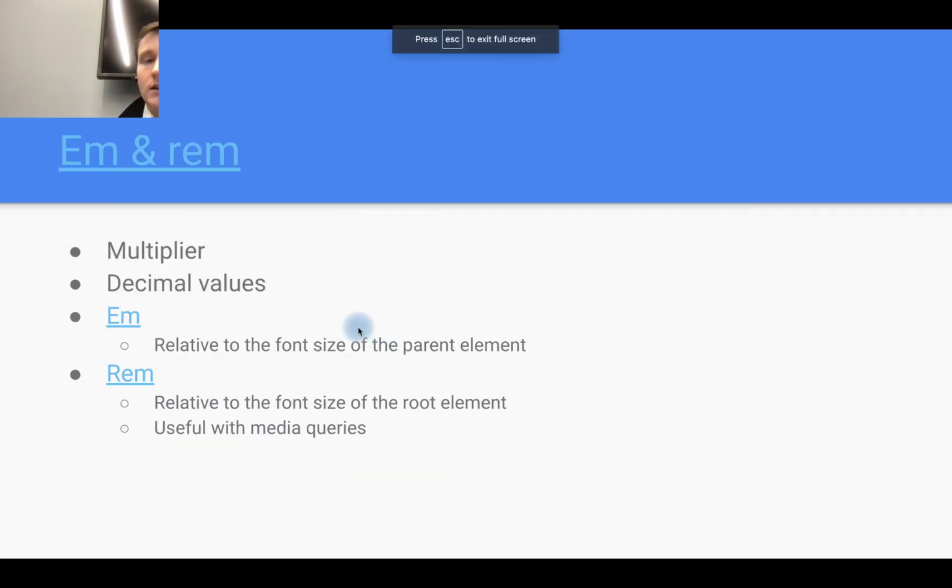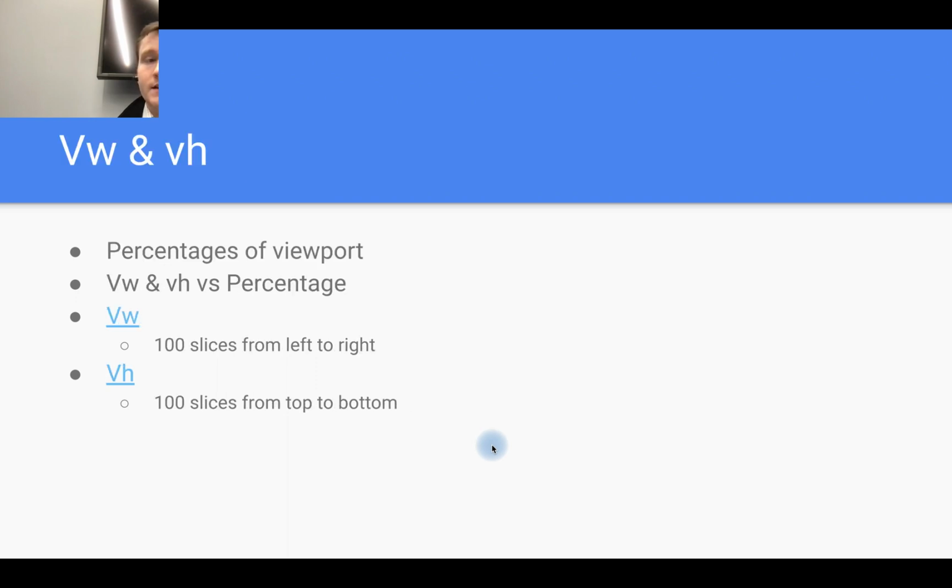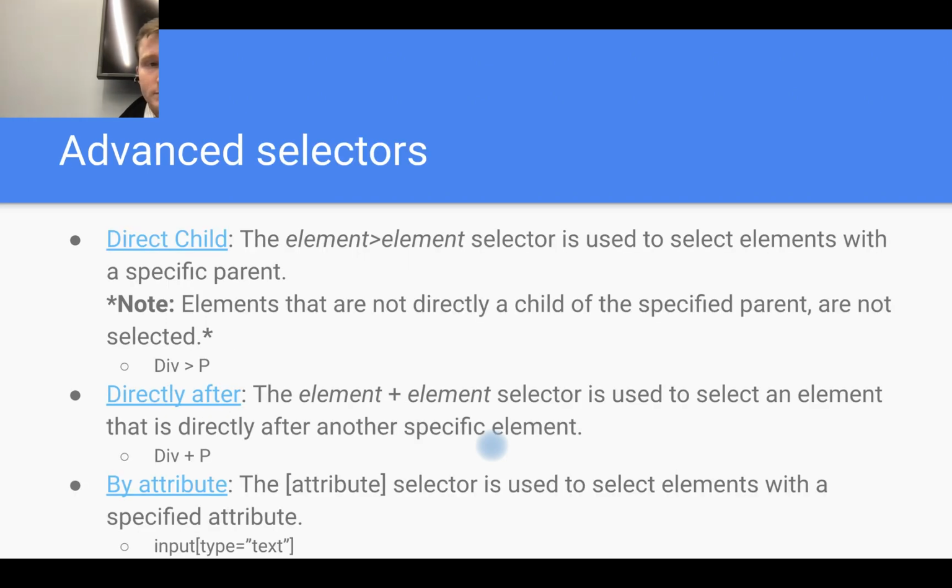We have units that are relative to the parent element, and then units that are relative to the root element. We discussed the viewport width and the viewport height and the difference between those. So viewport width will stretch horizontally, and viewport height will stretch vertically. Each of them uses 100 slices from left to right, and 100 slices from top to bottom for viewport height.